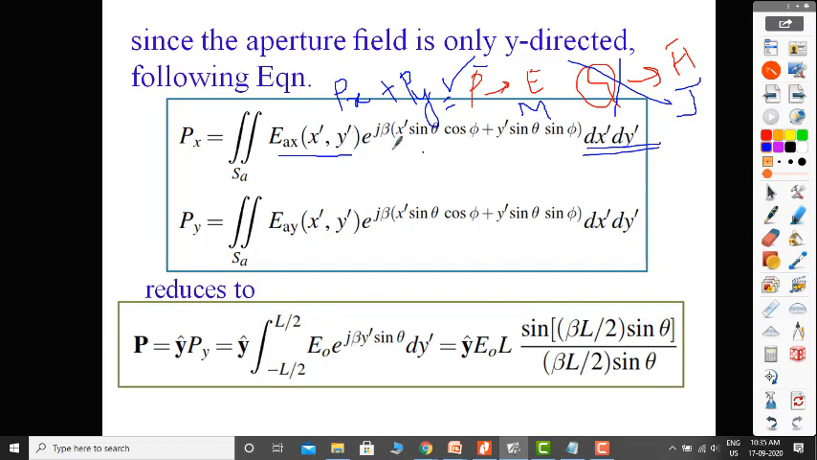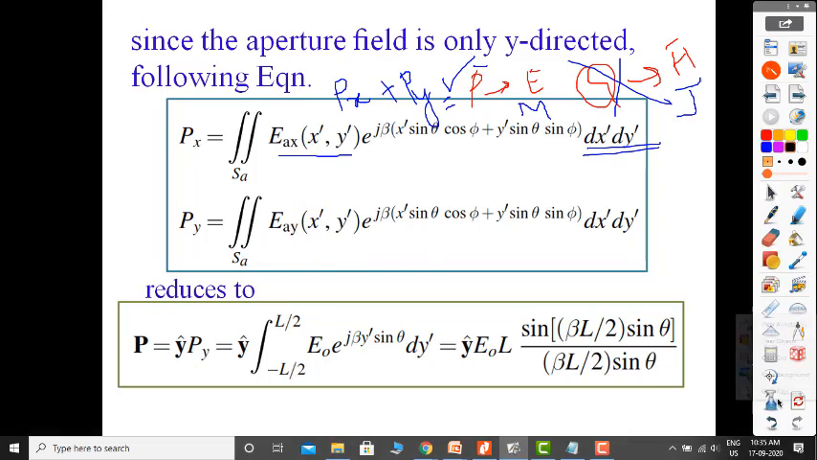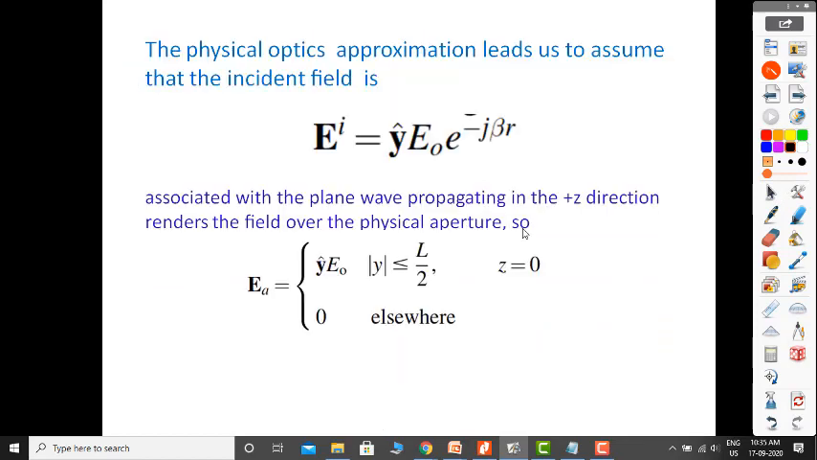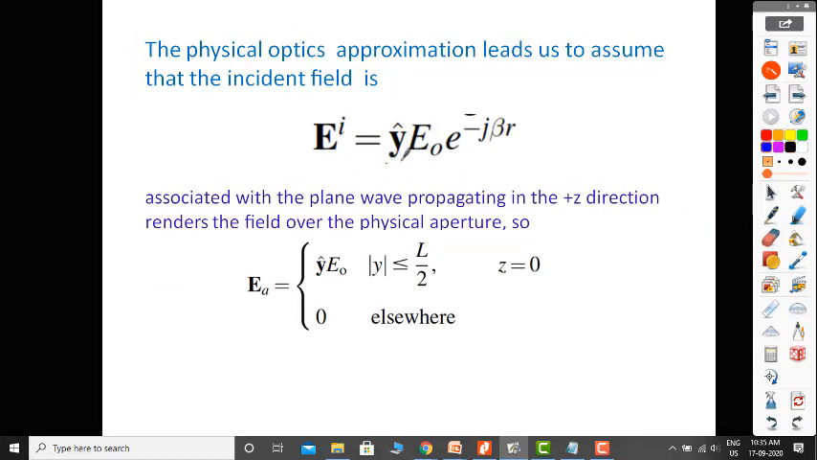In this case, EAX is the x component of the electric field, and EAY is the y component of the electric field. In our problem, we have only the y component, because the electric field is oriented along the y axis. There is no x component present in the electric field. Therefore, we have to compute only the P integral for the y component, that is Py.